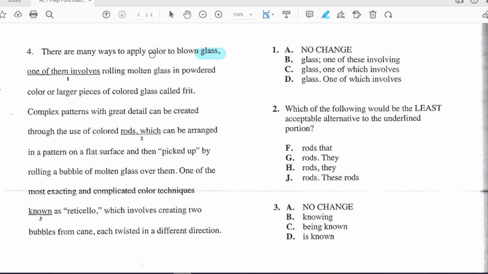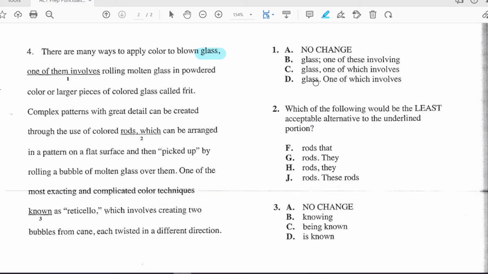So there are many ways to apply color to blown glass. That could be a sentence on its own. One of them involves rolling molten glass in powdered color or larger pieces of colored glass called frit. That could also stand on its own, but the only one that does make it two separate sentences changes the verb. So it can't be that one.